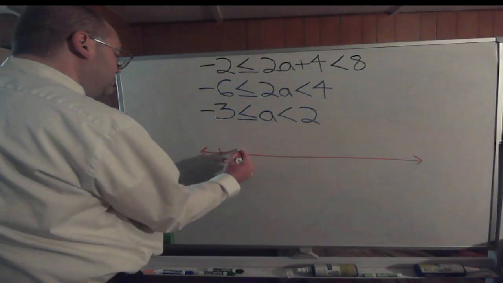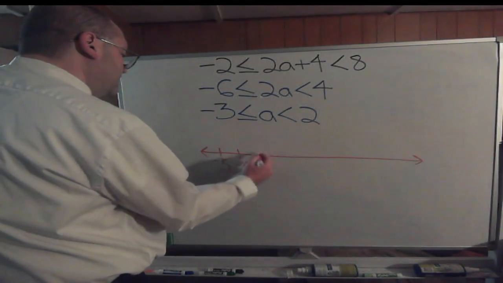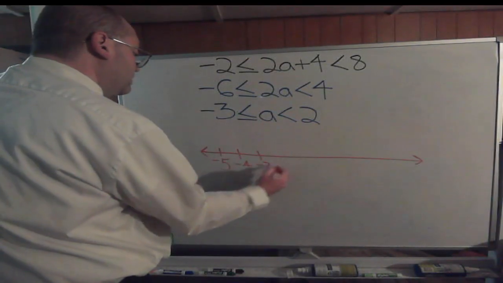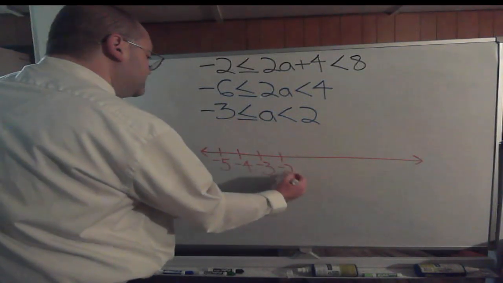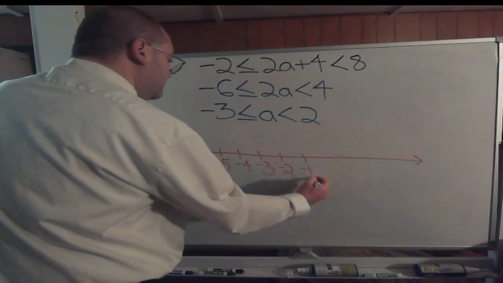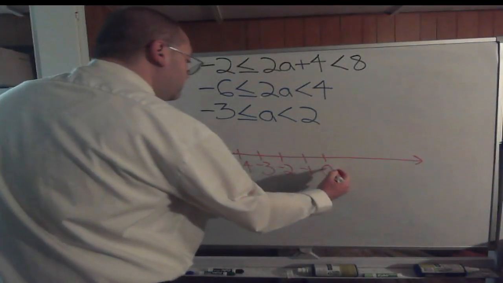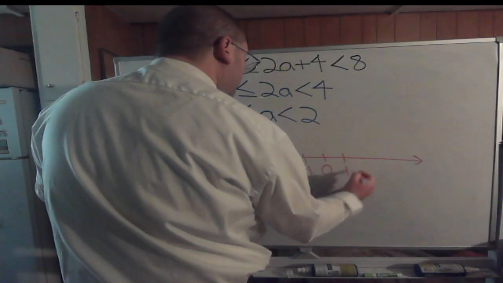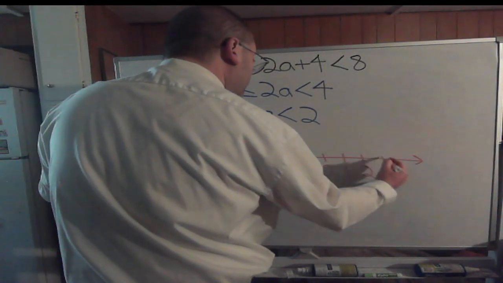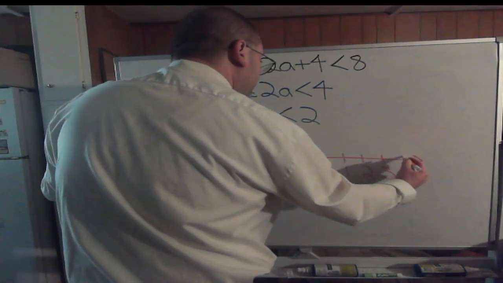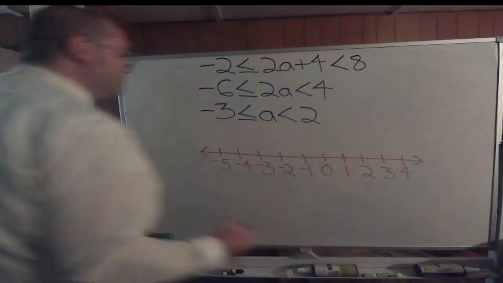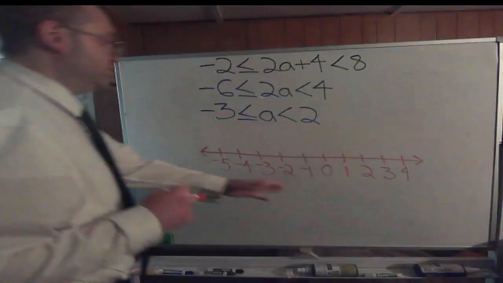-5, -4, -3 right there. -2, -1, 0, 1, 2, 3, and 4. Alright, so I have a good representative sample of numbers.